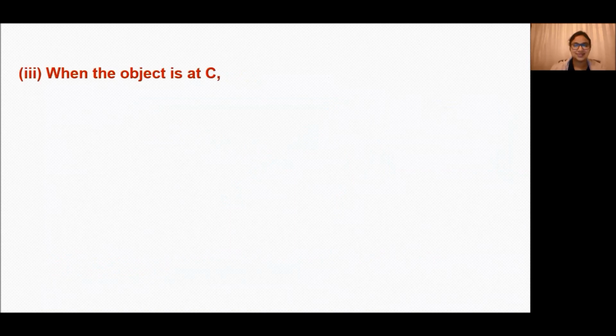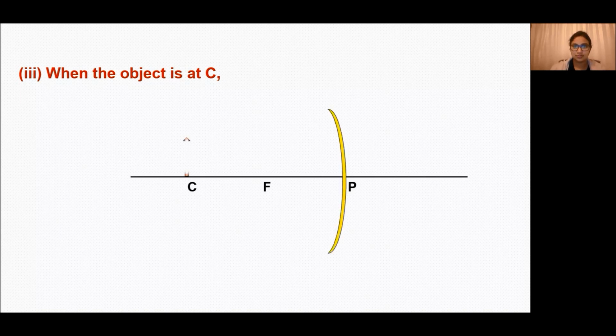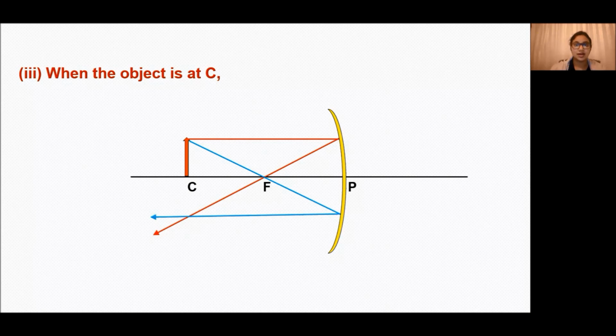Third position, when the object is at the center of curvature. So the object is placed at C. A ray of light passes parallel to the principal axis. After reflection, it passes through the principal focus. Another ray passes through the principal focus. After reflection, it passes parallel to the principal axis.